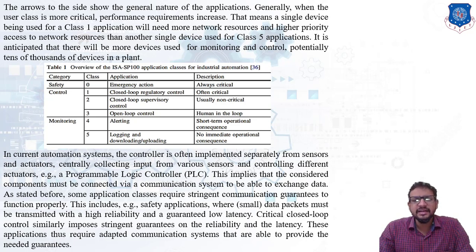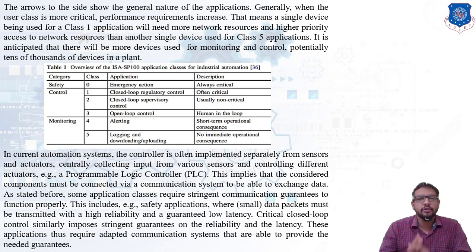And the last category is the monitoring category, in which there are two classes, class 4 and class 5. Class 4 has an application of alerting, that is, whenever some problem comes or some action has to be taken, alerting is done by monitoring. The description is that short-term operational consequences will be notified. Then class 5 is logging and downloading or uploading. This is the application in which no immediate or on-the-spot action has to be taken.